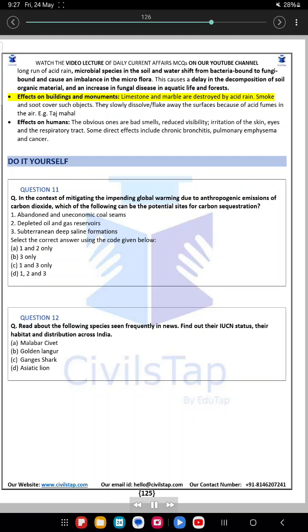Effects on buildings and monuments. Limestone and marble are destroyed by acid rain. Smoke and soot cover such objects. They slowly dissolve and flake away on the surfaces because of acid fumes in the air. E.g., Taj Mahal. Effects on humans. The obvious ones are bad smells, reduced visibility, irritation of the skin, eyes and the respiratory tract. Some direct effects include chronic bronchitis, pulmonary emphysema and cancer.